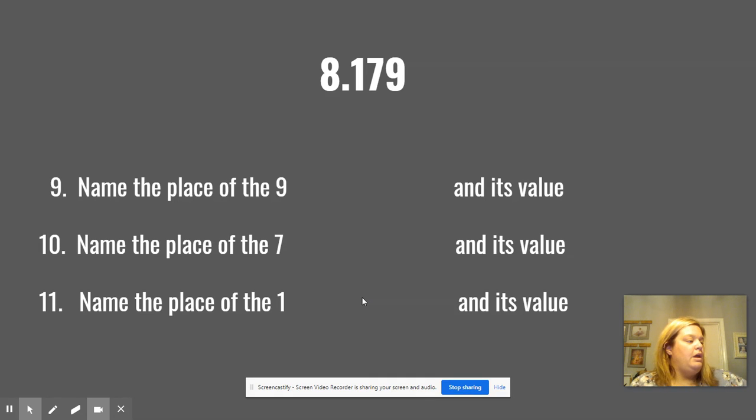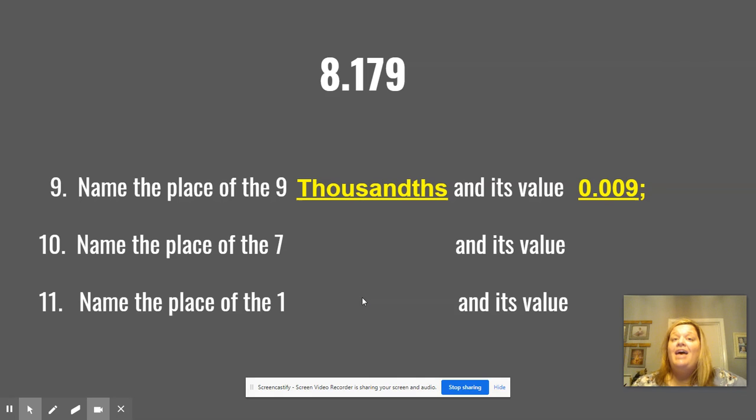Okay. Now, what is the name of the place where the 9's in? Well, if you look back at your place value chart, you can see that the 9 is under the, if you said thousandths place, you got it right. So it's under the thousandths place. Now, what exactly is the value of it? Well, the value is 9 thousandths. Now, you can write that one of two ways. You can write it 0.009, or since it's 9 thousandths, that means the same thing as saying 9 over 1,000.